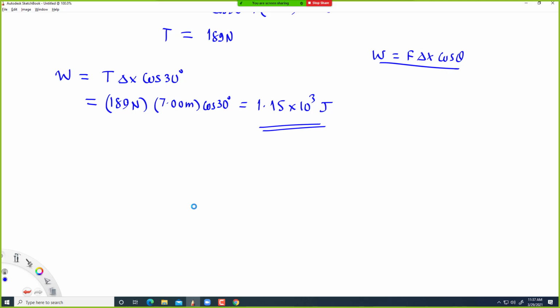This problem could be solved in a couple of ways. You can use kinematics to solve this problem, but here we'll be using an easier way, which is the work energy theorem. So for part A, let's use the work energy theorem. Work is the change in kinetic energy, so work is final kinetic energy minus initial kinetic energy.